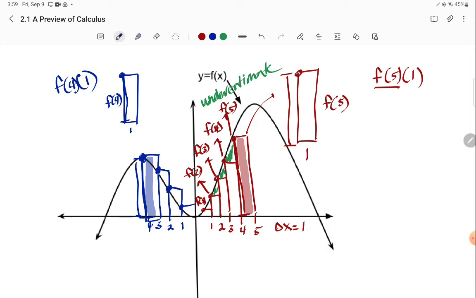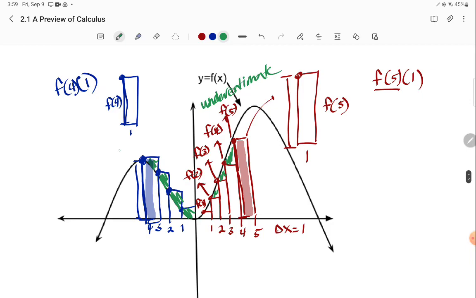So it would be f of 3 times 1, f of 2 times 1, f of 1 times 1, to find all of those heights. And you notice on these are a little outside. So this one being an example of when you would have an overestimate, putting those rectangles in there to approximate the area. And that's pretty much it for this video.